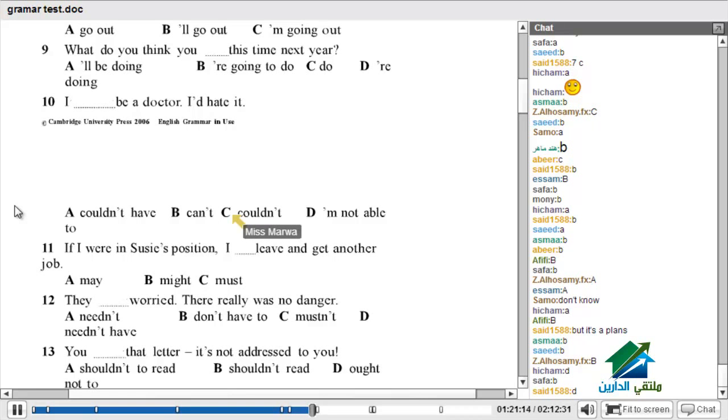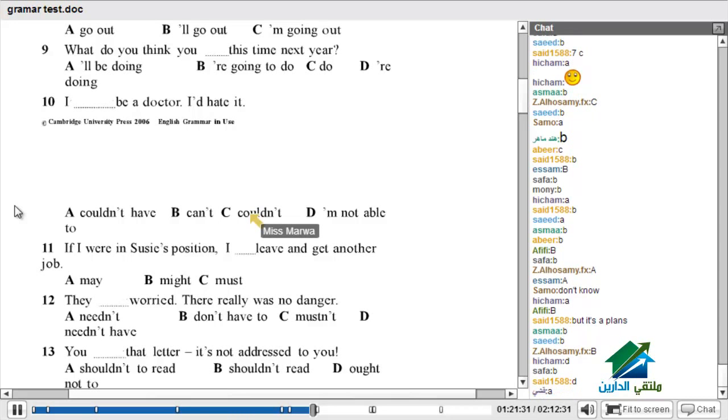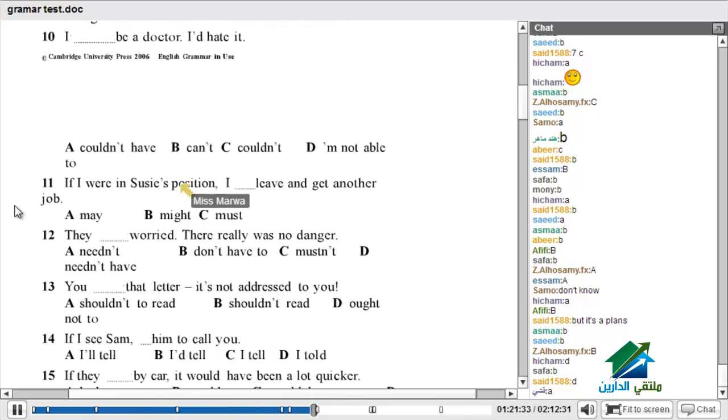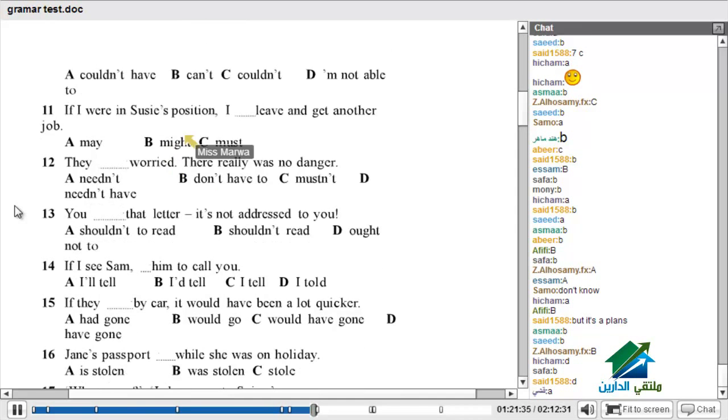لا بصوا هي expression couldn't be. The expression أصلا means انه يعني this thing is impossible for me. I couldn't be a doctor. I hate it. Okay, this is expression. طيب I'll stop here.